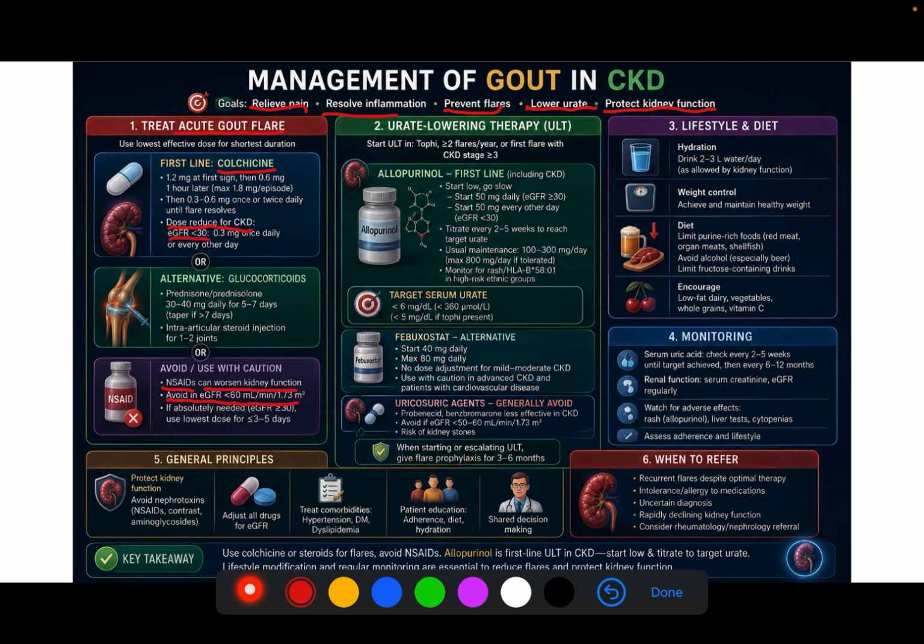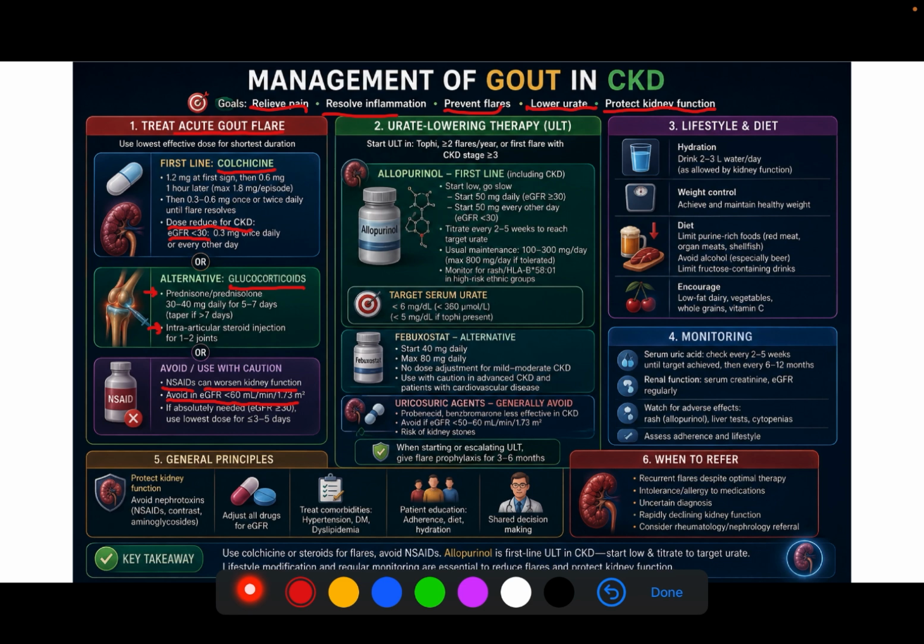Also, if this drug is not tolerated, or there is no improvement, or the GFR is less than 30, we can use the alternative drug, glucocorticoids. We have oral glucocorticoids, and an intra-articular steroid injection can also be done to treat gout flare-ups.